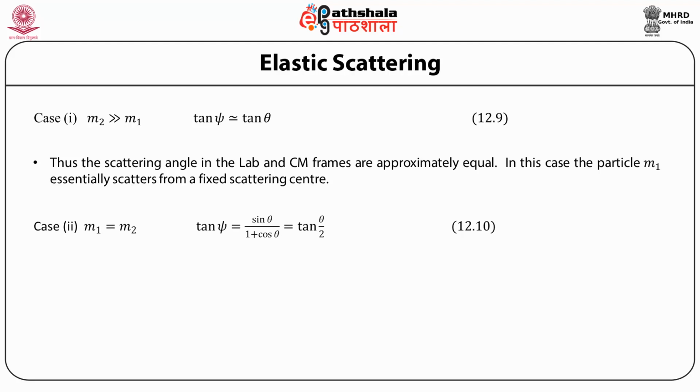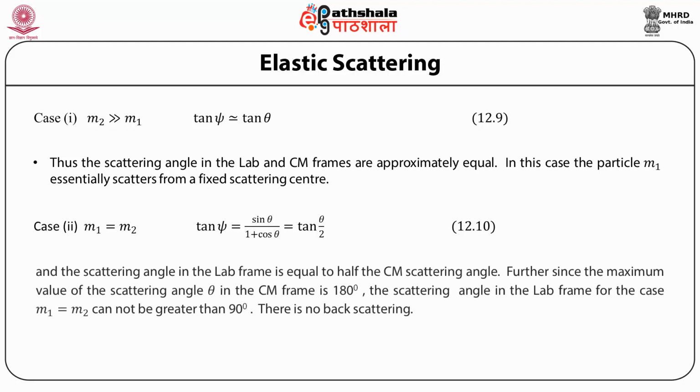In the case when the two particles have equal mass, m1 is equal to m2, tangent psi becomes equal to sine theta divided by 1 plus cosine theta, which is tangent theta by 2. And the scattering angle in the lab frame is equal to half the scattering angle in the center of mass frame.